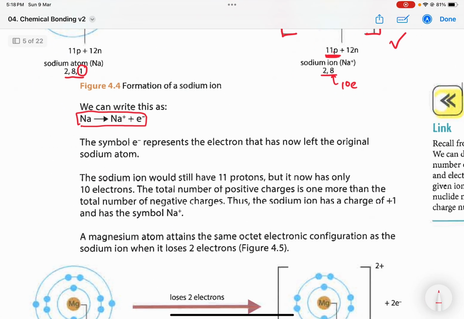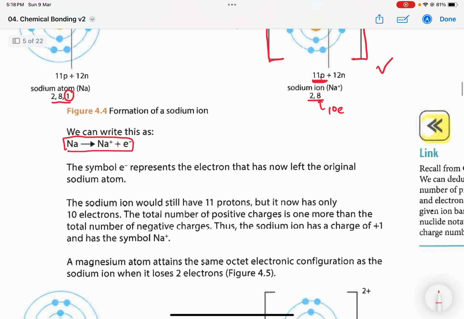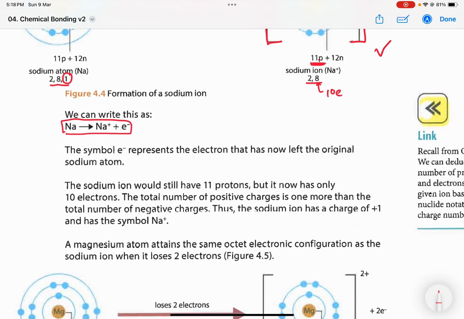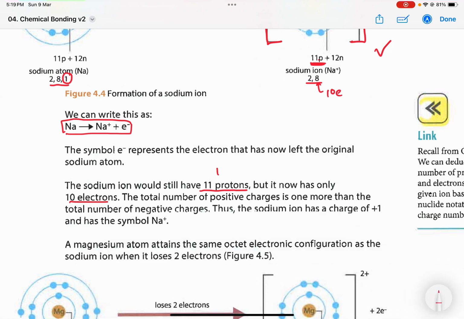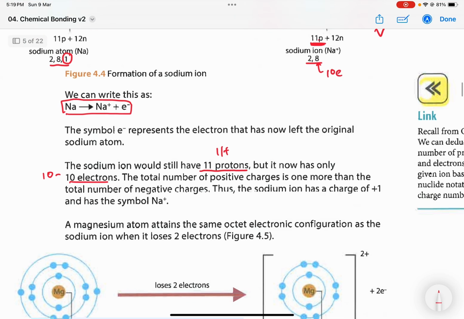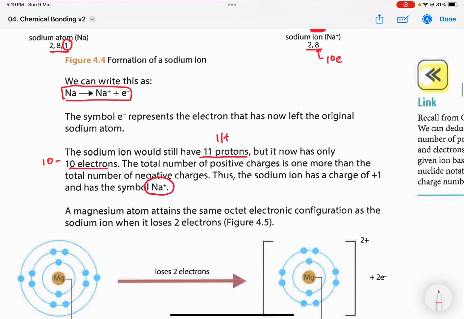So just an explanation once again of why it is positive: the sodium ion has 11 protons, but now only 10 electrons. Each proton is plus 1, so I get 11 plus. 10 electrons means 10 minus. So realize that overall it is a plus. So it's a sodium plus here. Do take note, remember the charge is always at the top right hand corner.